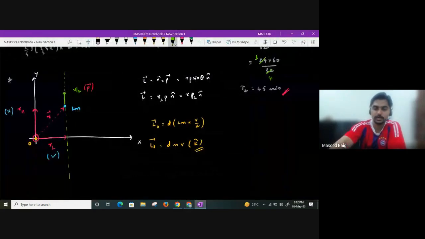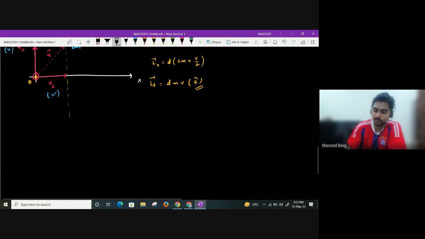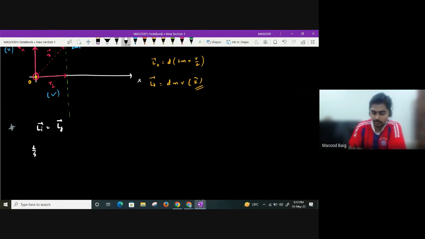Here it is rotating, so you'll have spin angular momentum. Whatever is the initial angular momentum, the same would be the final angular momentum. So initially only the solid sphere is rotating, so I can write the moment of inertia will be 2 by 5 mr square into omega. Finally, the solid sphere is rotating with 2 by 5 mr square omega.